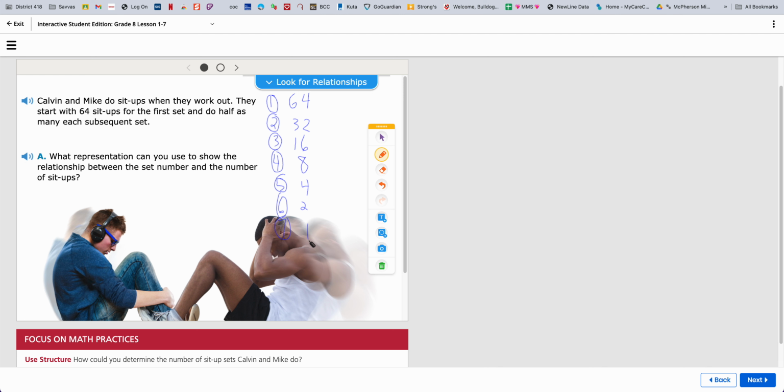Okay, now, how did you get those numbers? Cut each number in half. Yeah, that's exactly what we did. We cut each number in half. We divided by 2 each time, right?